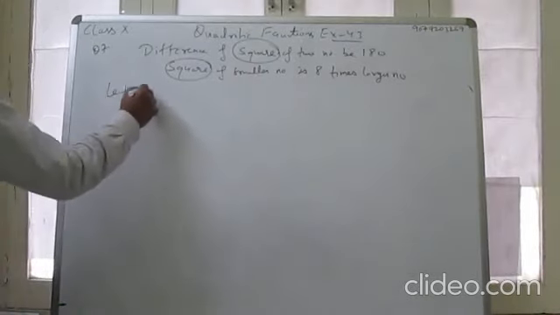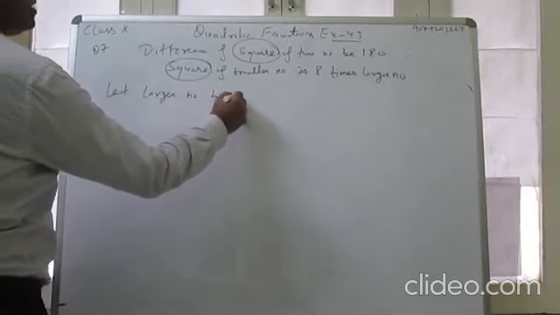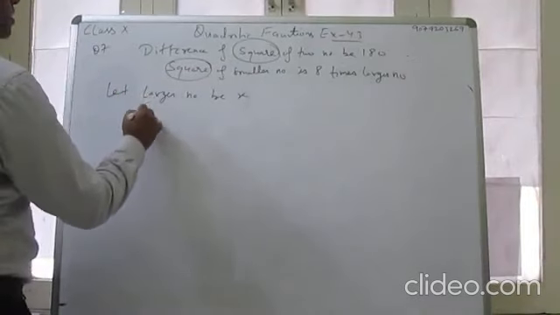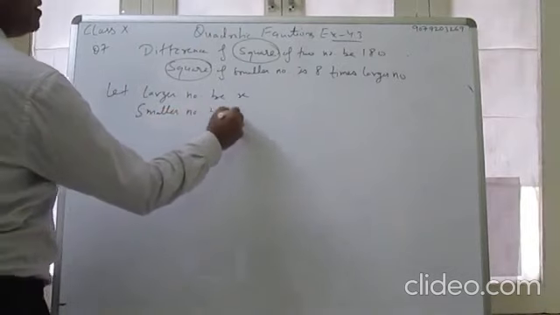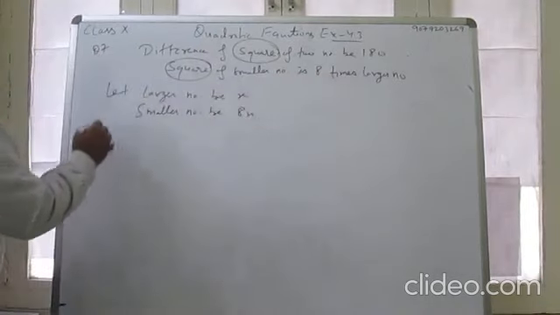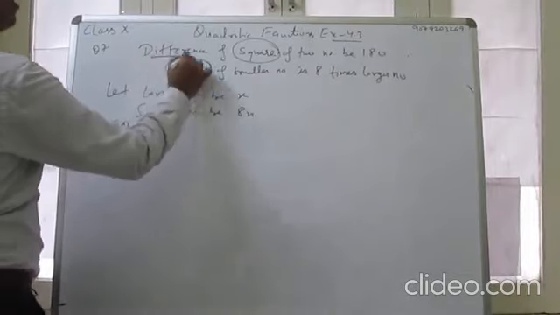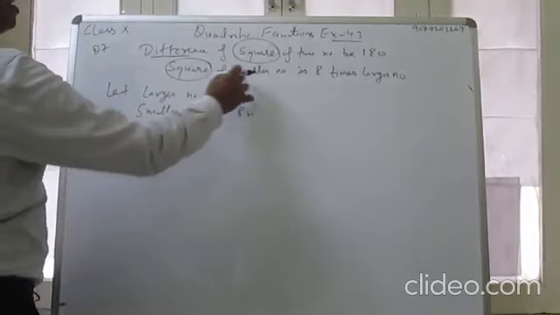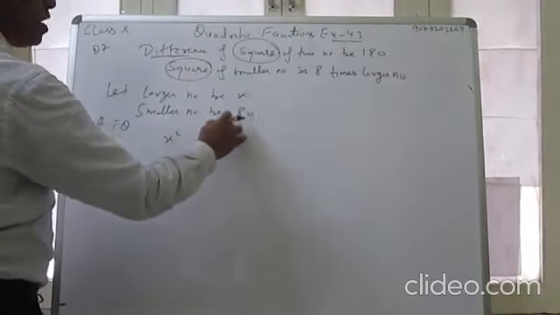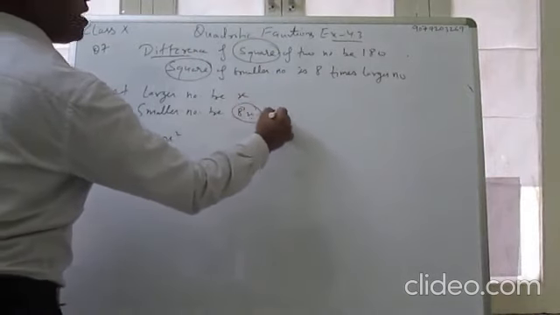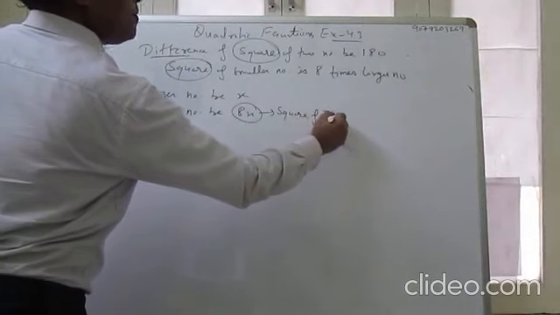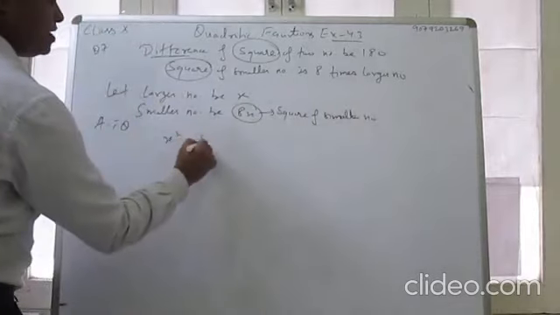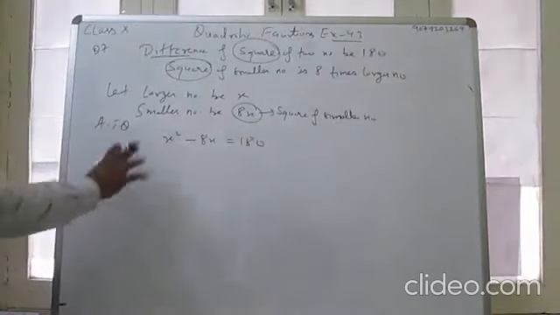Now let the larger number be x and the smaller number be 8x. According to the question, the difference of the squares of the two numbers: the square of the larger number is x square, and the square of the smaller number is given, so the difference is 180. This is a quadratic equation.